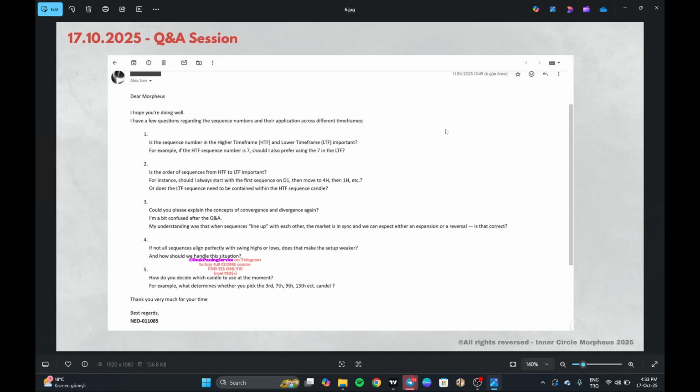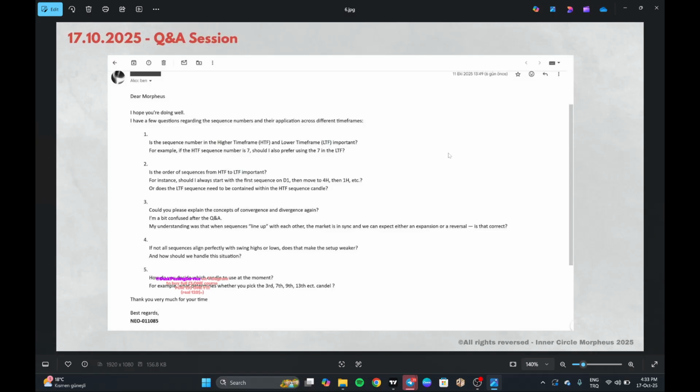And as the time and price approach that level, you're going to know the exact time target when the reversal is going to happen. So of course you need lower time frames and higher time frames together. For example, if the higher time frame sequence is 7, should I also prefer using 7 in the lower time frame? No. 7 to 7 is not a must.